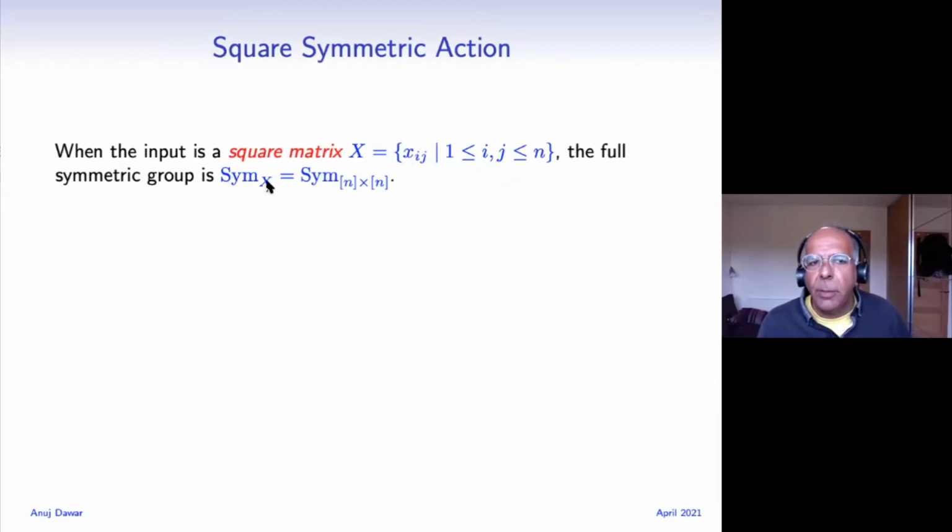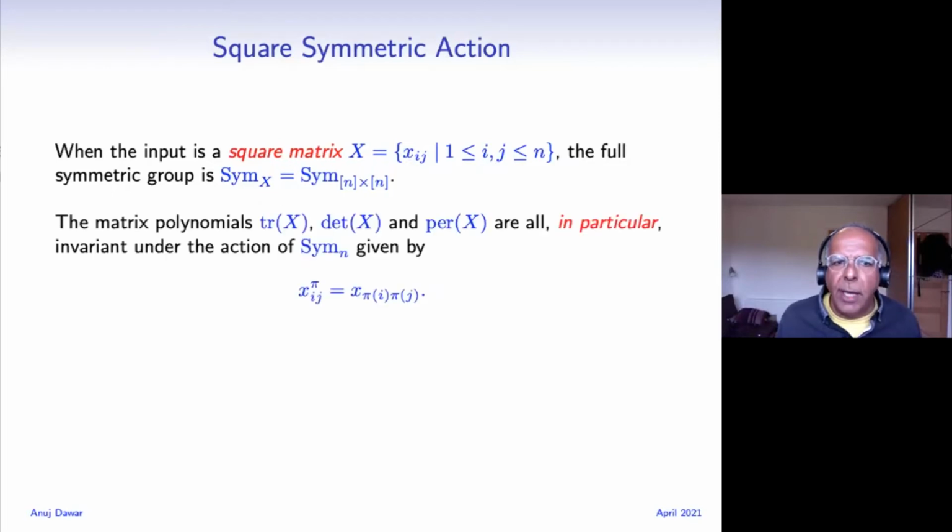If we take the full symmetry group on X, this is actually not a very interesting thing from the point of view of a matrix. What polynomials are invariant under all permutations of the entries of the matrix? I mean, you're essentially forgetting everything about the matrix structure. So not so interesting.